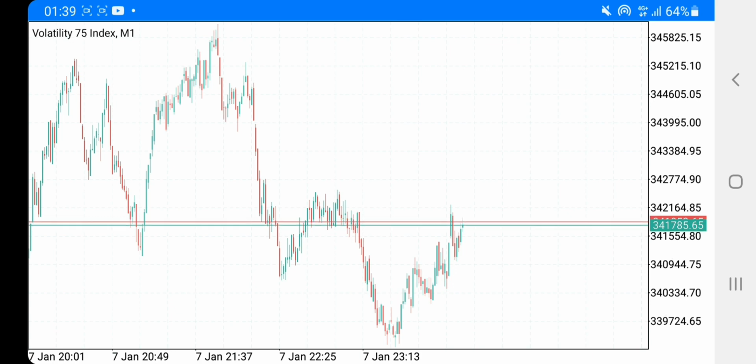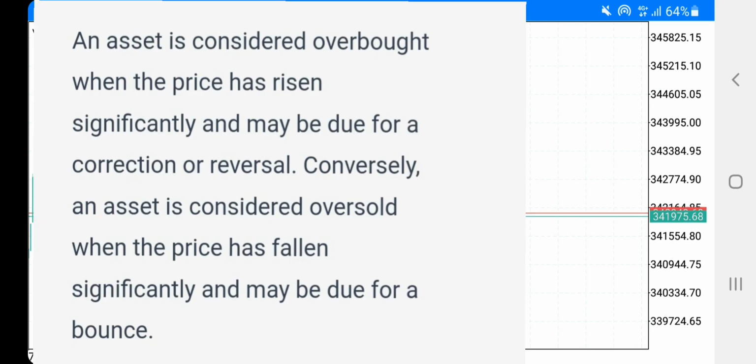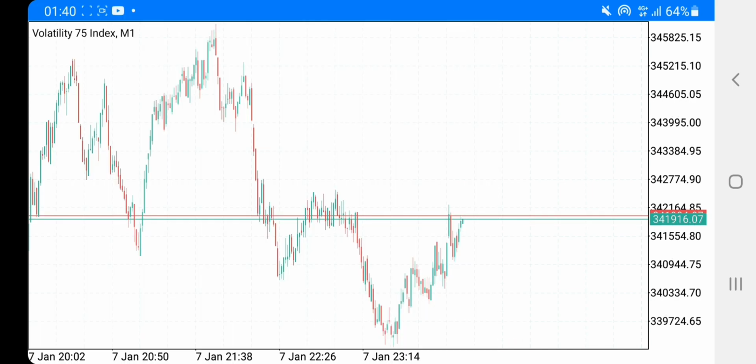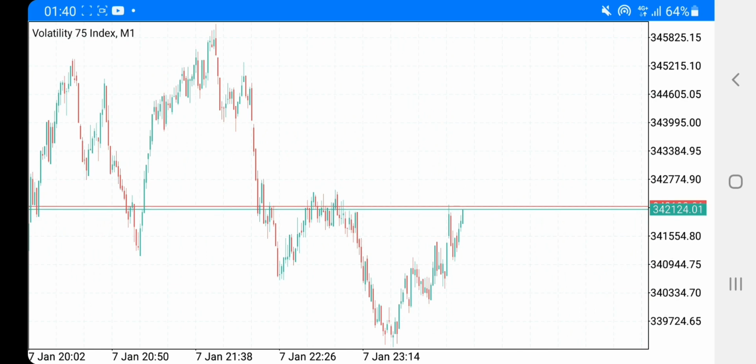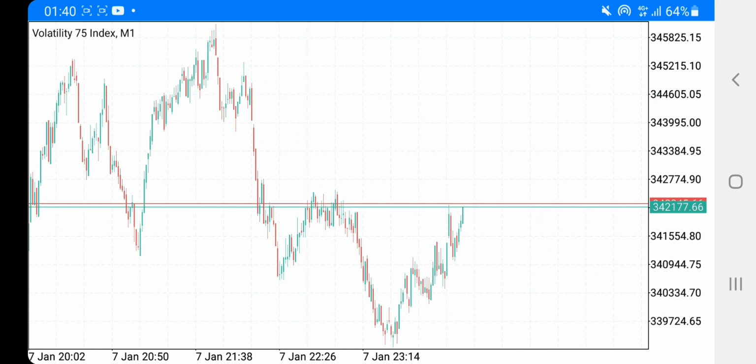So an asset or a security can be considered overbought when the price has risen significantly and may be due to a correction or reversal. Okay, so when the asset has been overbought, ladies and gentlemen, that simply means that anytime from that period it might start correcting or rather reversing back, might start dropping down. As you guys can see, the market moves up and down. So when it has reached an overbought level on top there, it starts falling. When it reaches an oversold level down there, it starts going up.